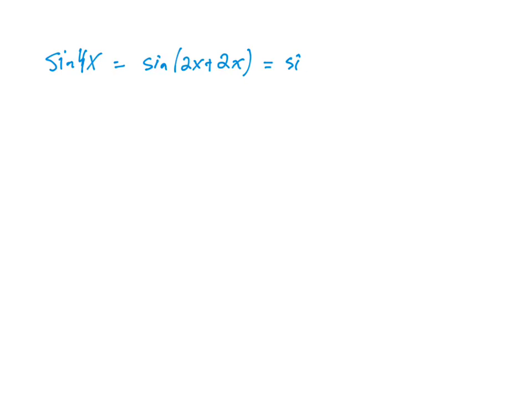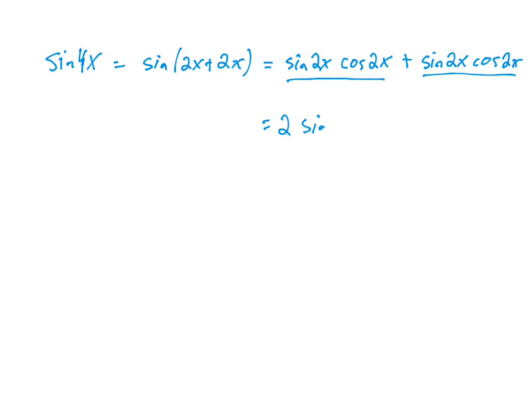That is sine of the first times cosine of the second, keep the sign the same, so plus sine of the second, cosine of the first. And what we see is both of these are the exact same, so I have two of those, so 2 sine 2x cosine 2x. And then from there, sine of 2x, well that's the double angle for sine, cosine of 2x, that's the double angle for cosine.